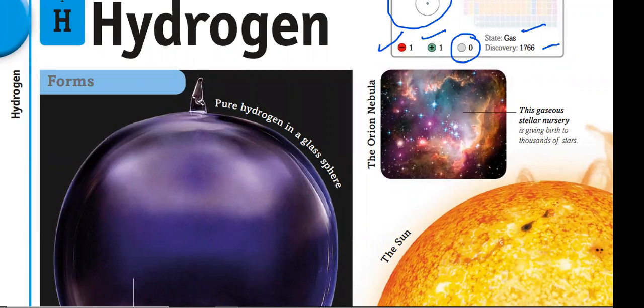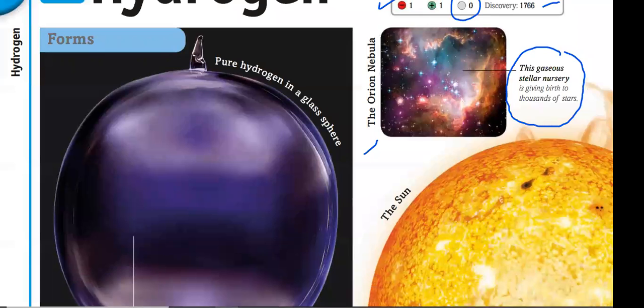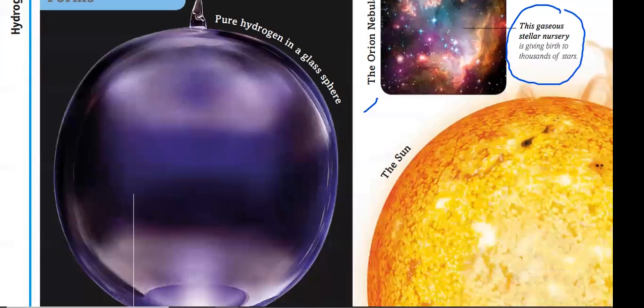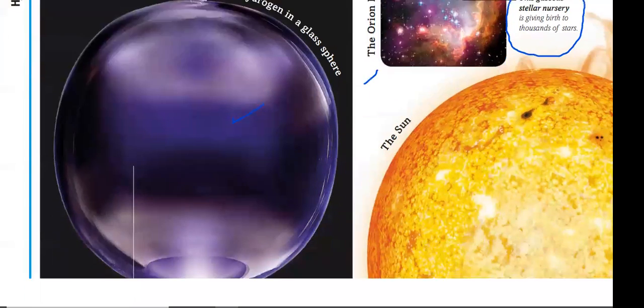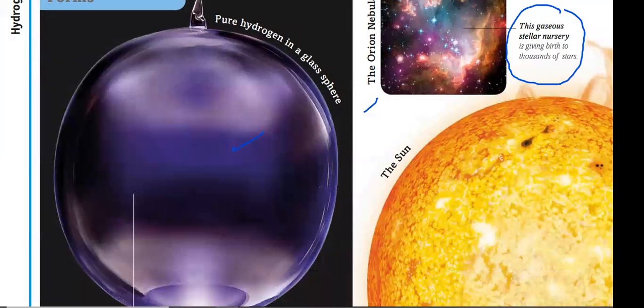This gas stellar nursery is giving birth to thousands of stars. This is the Orion Nebula. Pure hydrogen in a glass sphere forms this type of purple coloration. That means hydrogen is trapped inside the glass sphere, and it gives off a purple glow when it is electrified.